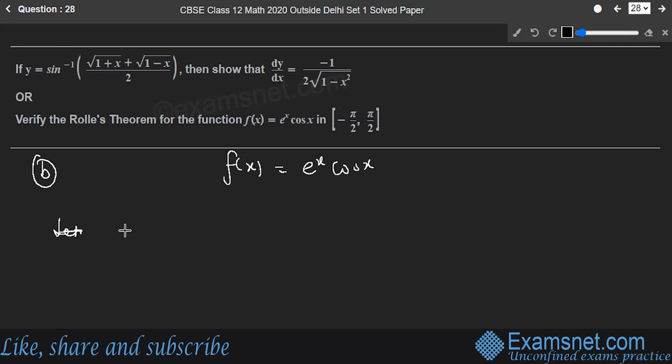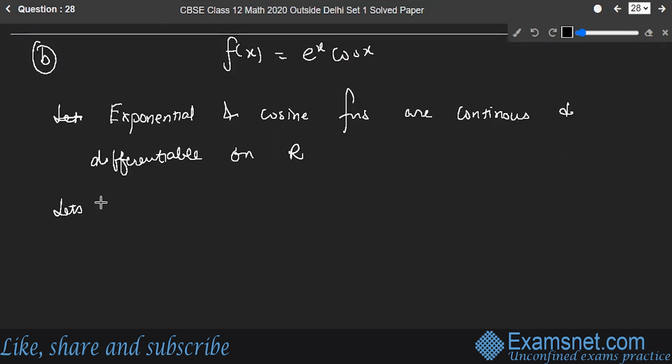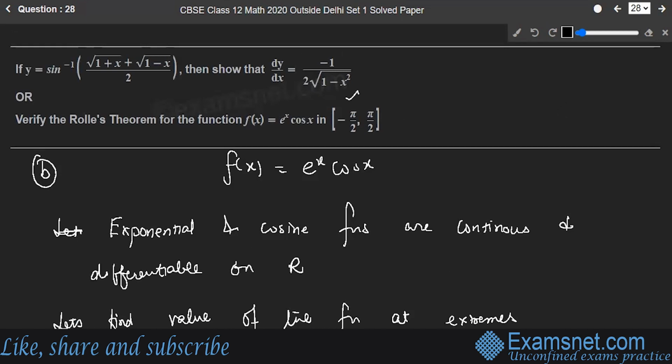Therefore, let's write this thing. Exponential and cosine functions are continuous and differentiable on R. Let's find the values of the function. Let's find values of the function at extremes. Okay, therefore, what were the extremes? Minus pi by 2 and pi by 2.